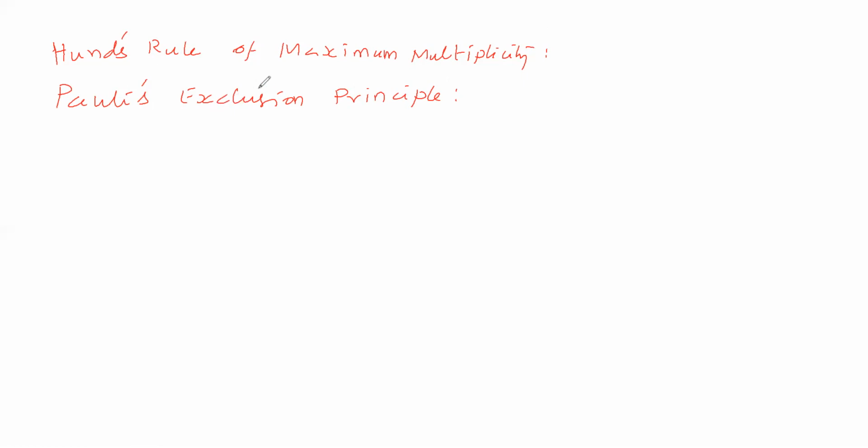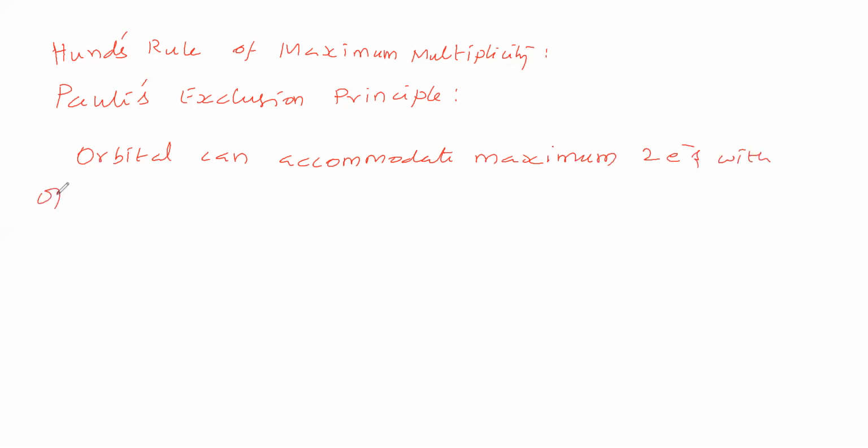Pauli's exclusion principle says that an orbital can accommodate a maximum of 2 electrons with opposite spins.